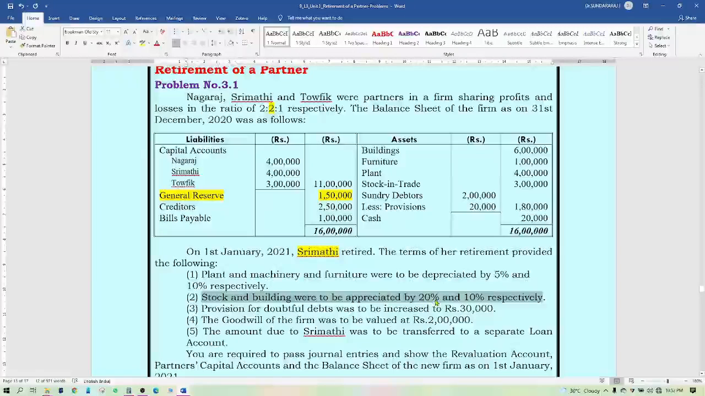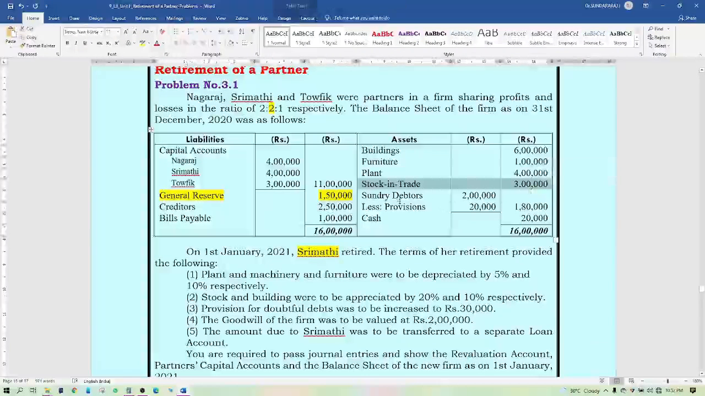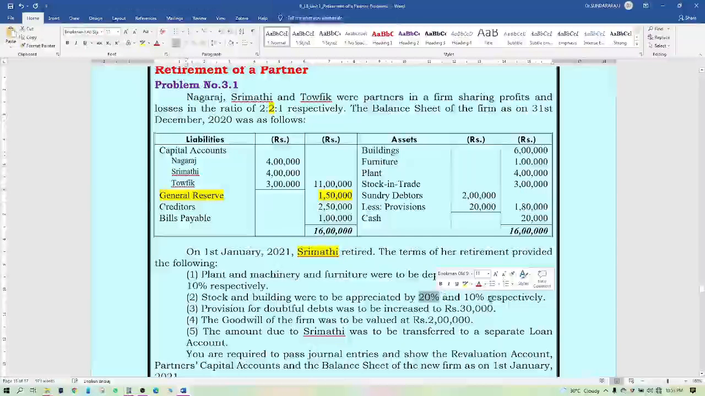This is the second point in the adjustment, which says that stock and buildings were to be appreciated by 20% and 10% respectively. The book value of the stock is 3 lakh rupees and the book value of building is 6 lakh rupees. These two have to be appreciated by 20% and 10% respectively.